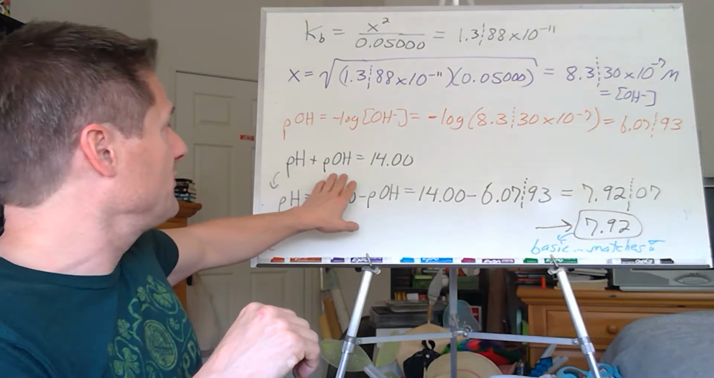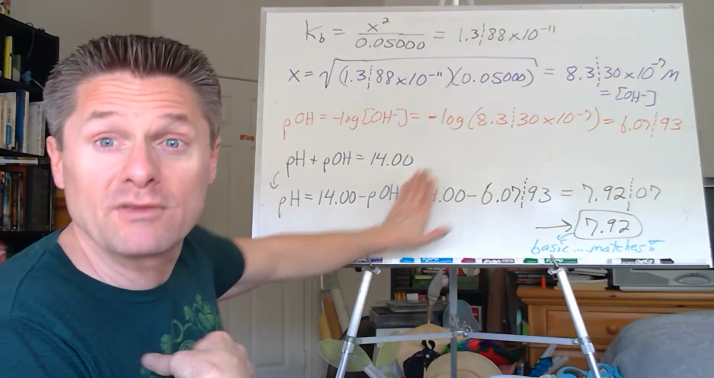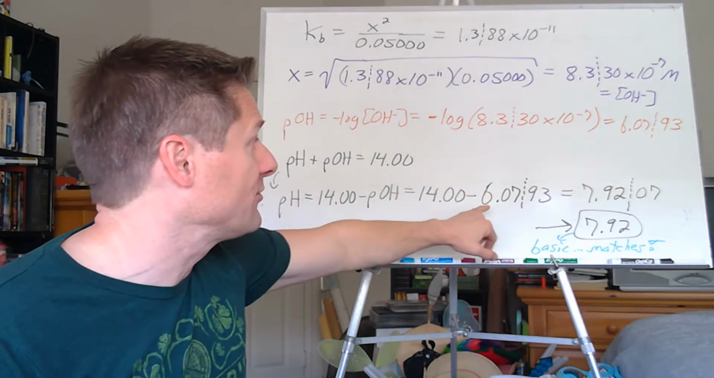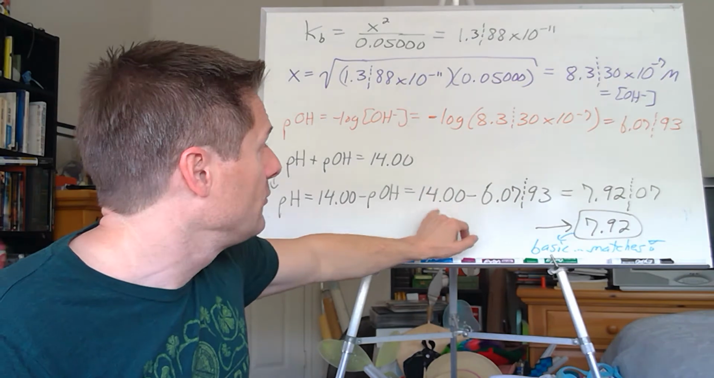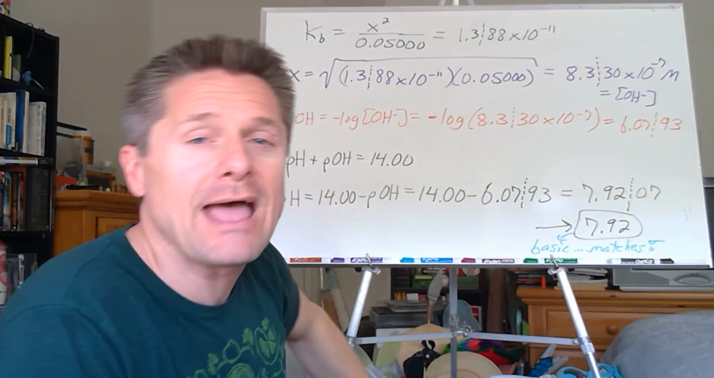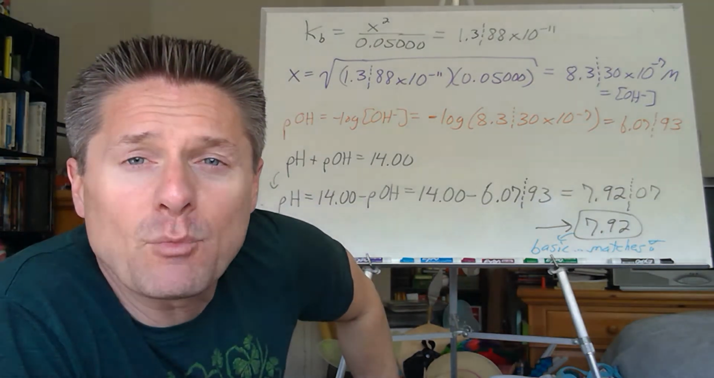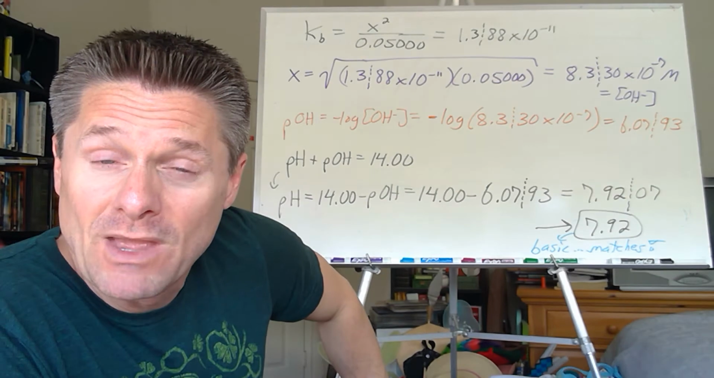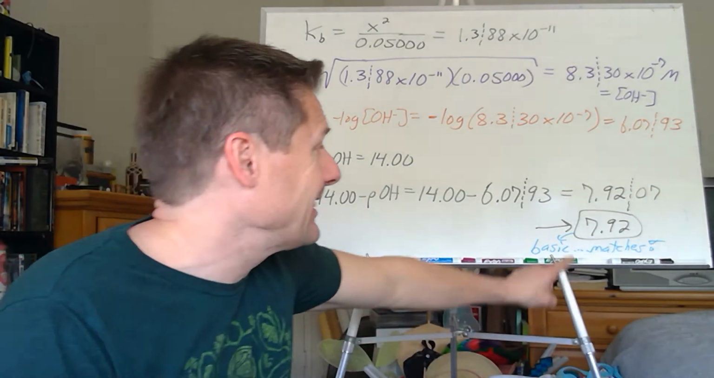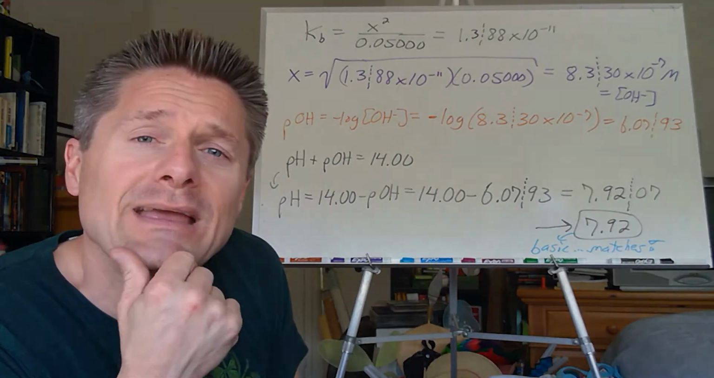So pH plus pOH is 14.00. Therefore, our pH will be 14.00 minus our pOH, or our 6.0793. Two decimals, so I get a pH of 7.9207. Round that to two decimal places, you get a pH of 7.92. Now that is above 7, so that is slightly basic. That makes sense to me because the NO2 minus is weakly basic.